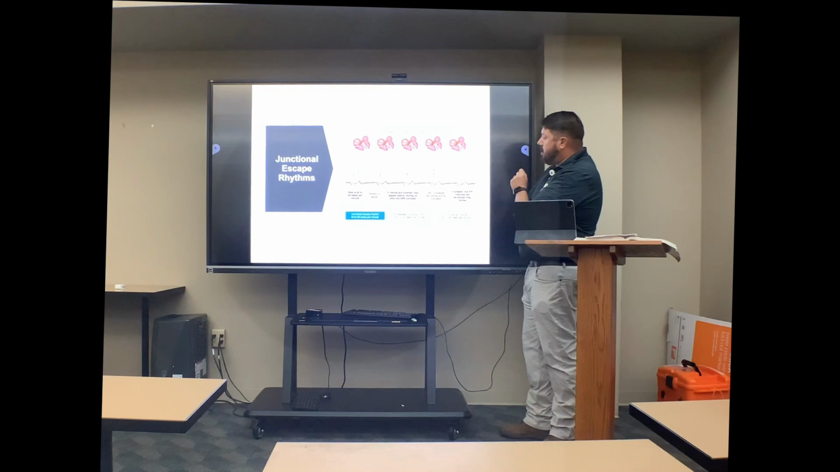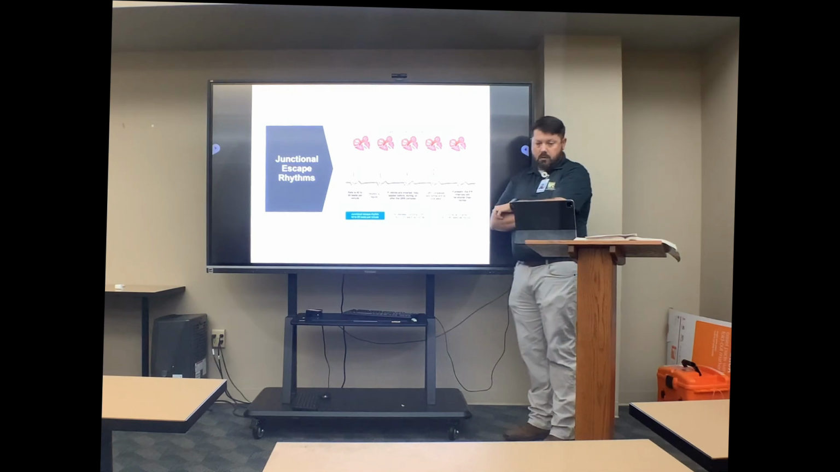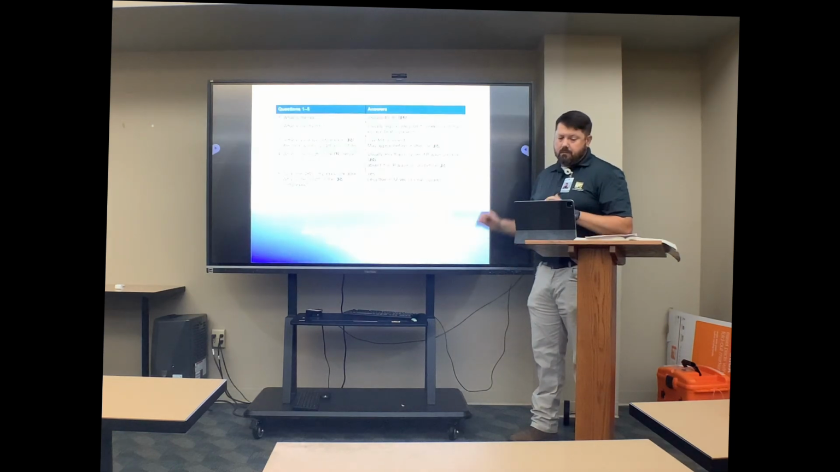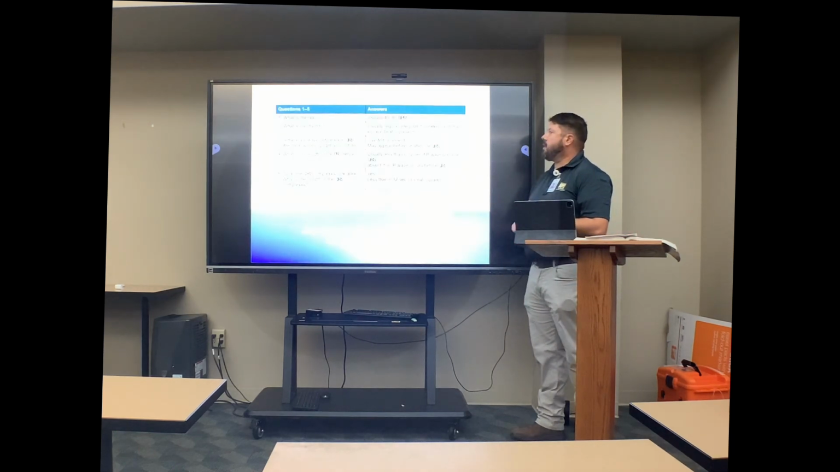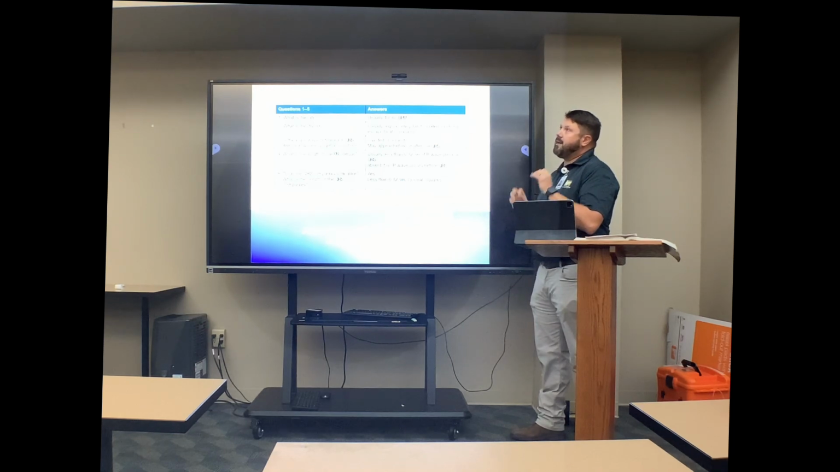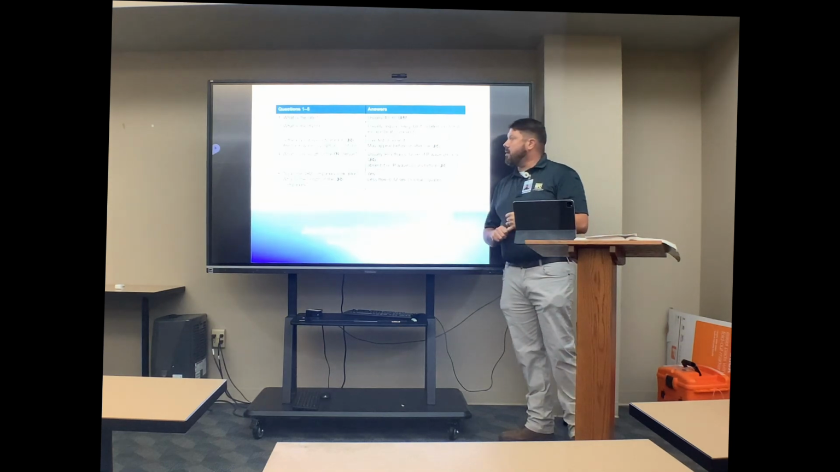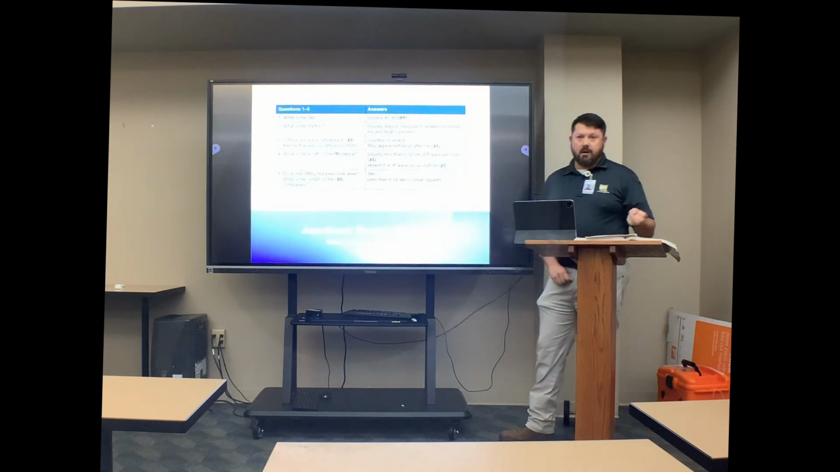If present, the PR will be shorter than normal. Okay? So my rules. Rate's usually 40 to 60. What's the rhythm? It's usually regular. Irregular if isolated junctional escape beat is present. That's usually not going to occur. The P wave before each QRS either is going to be absent or inverted.